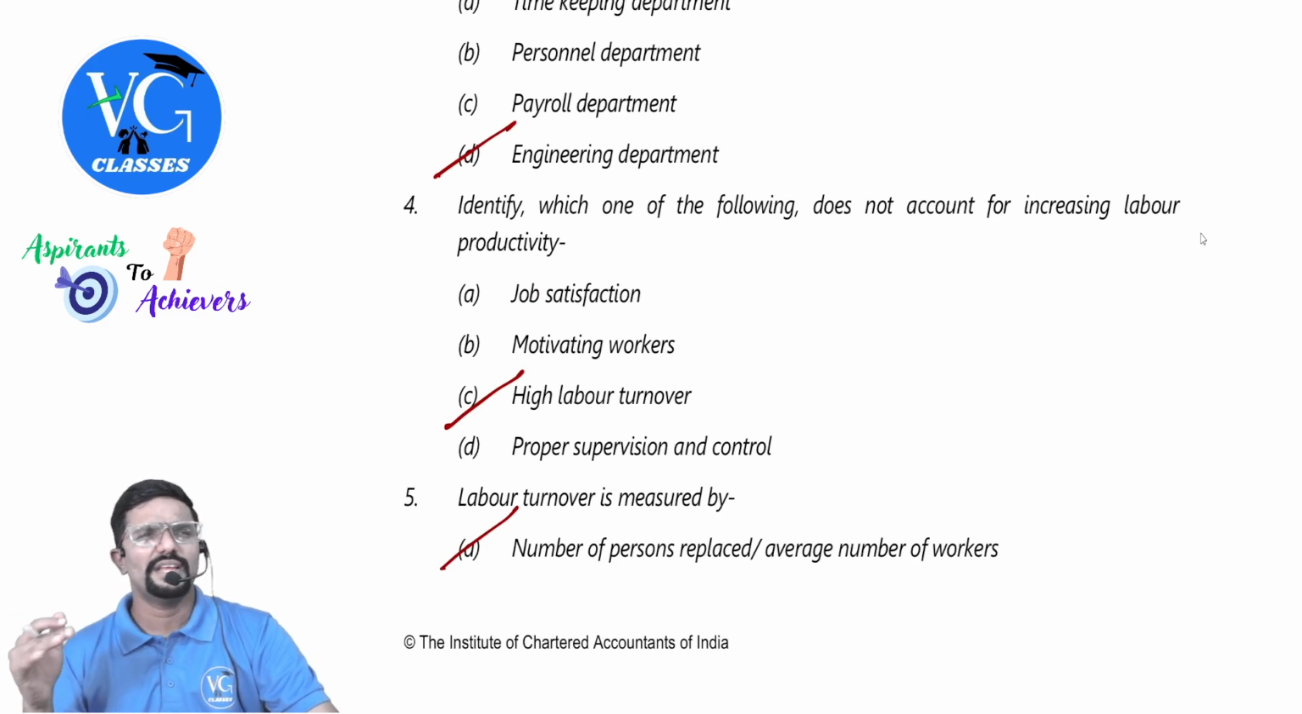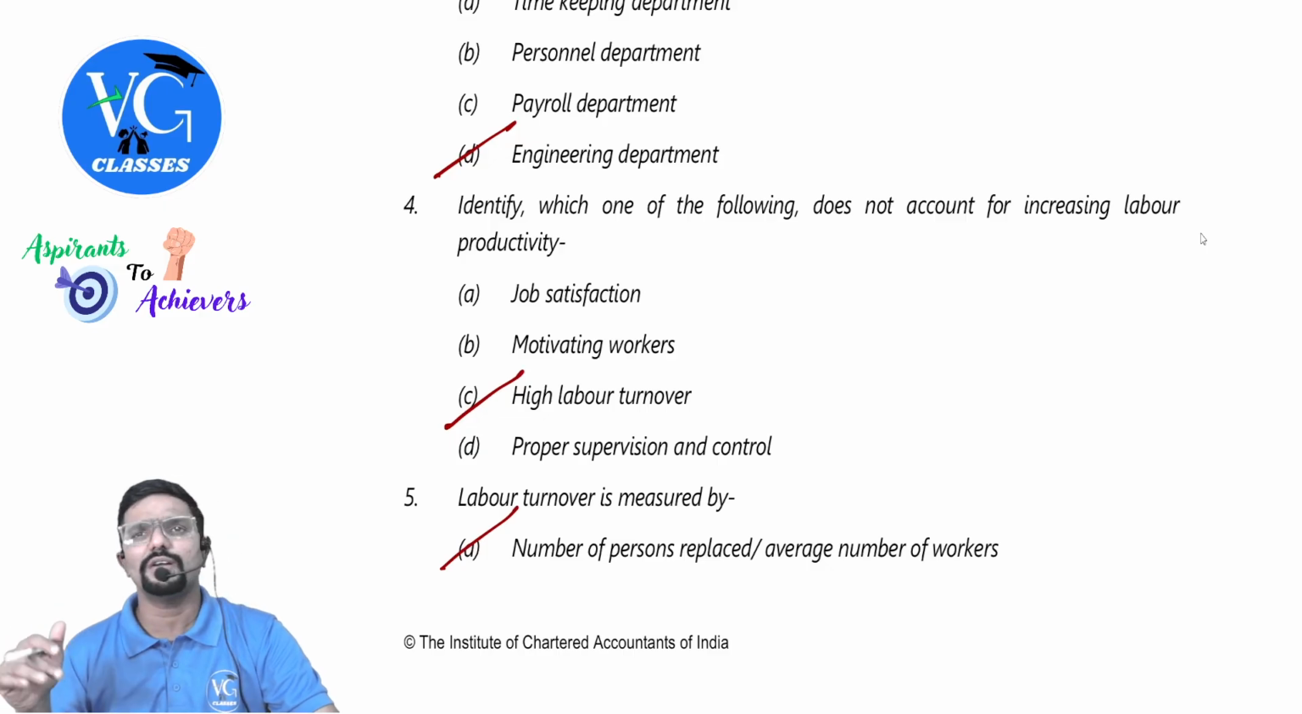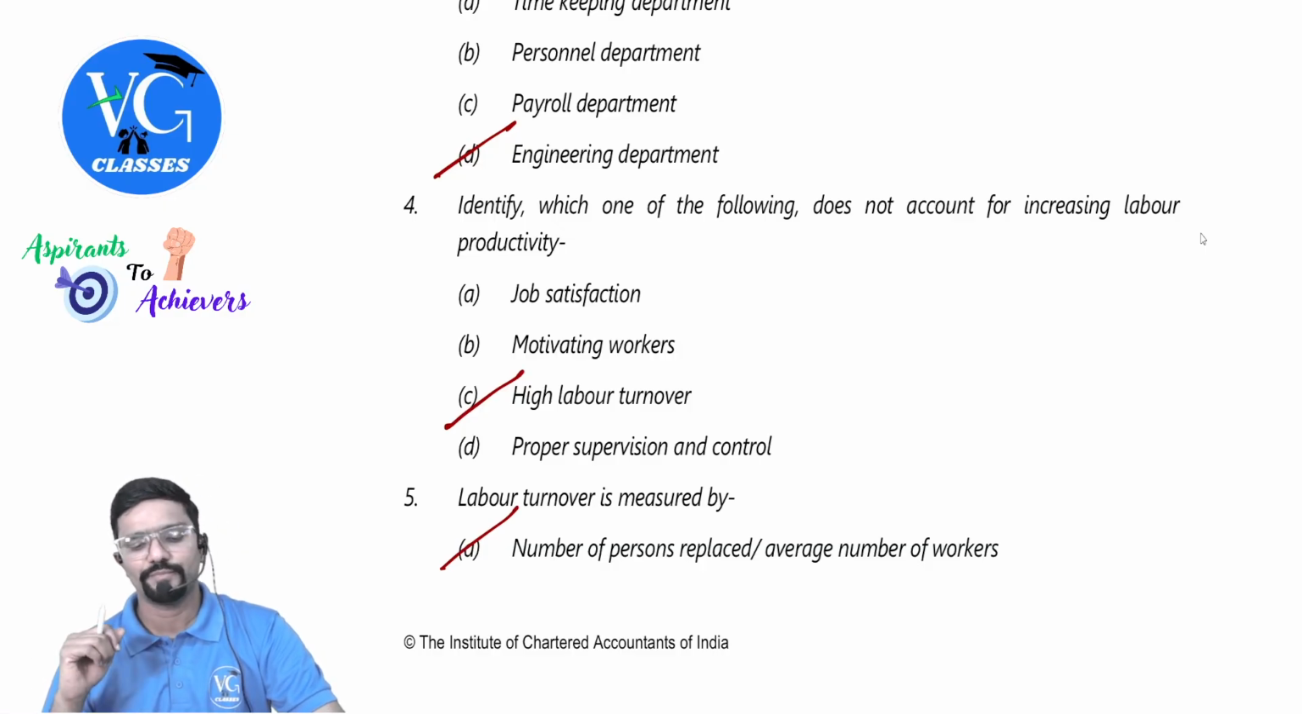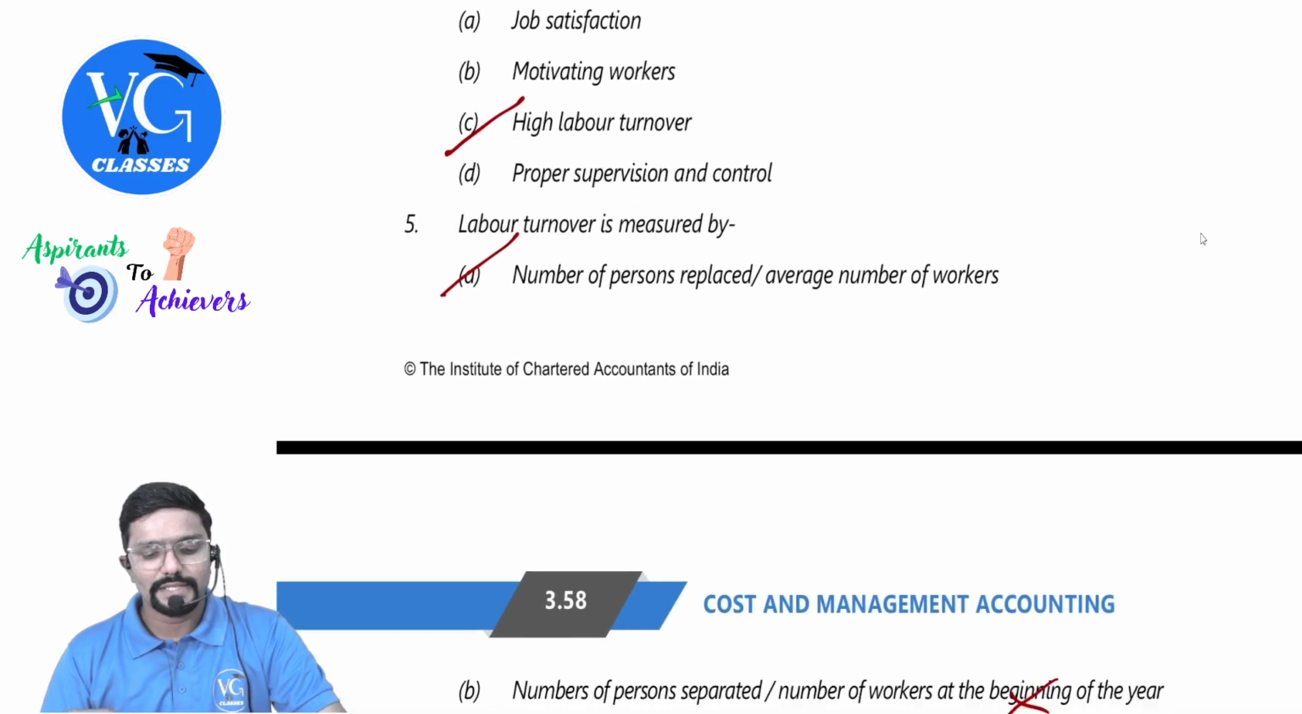Sir, into 100? Into 100 is not mandatory. If you want to convert it into percentage, you will multiply with 100. If not, you will keep the labor turnover in decimals.